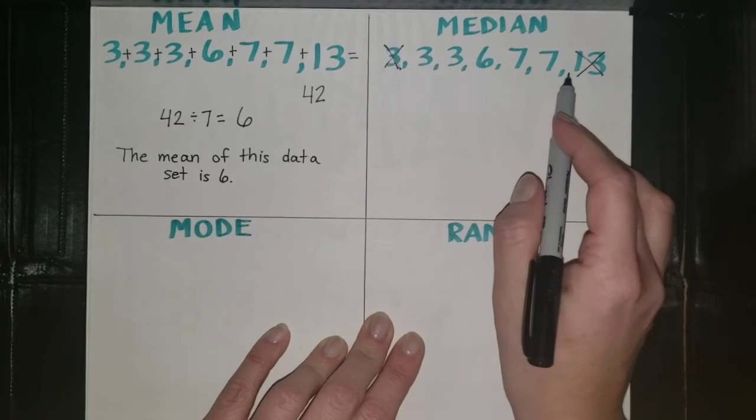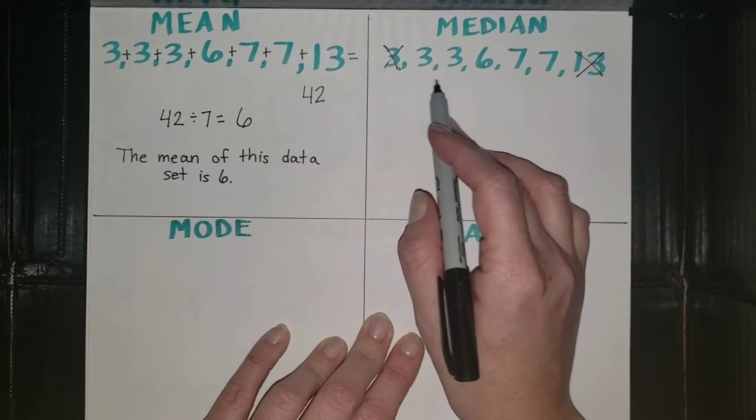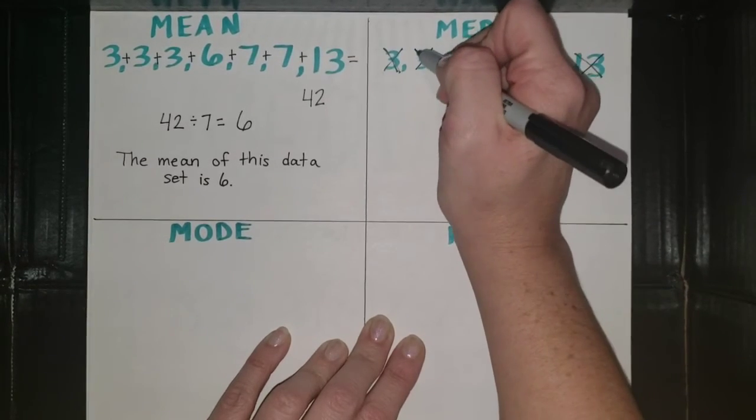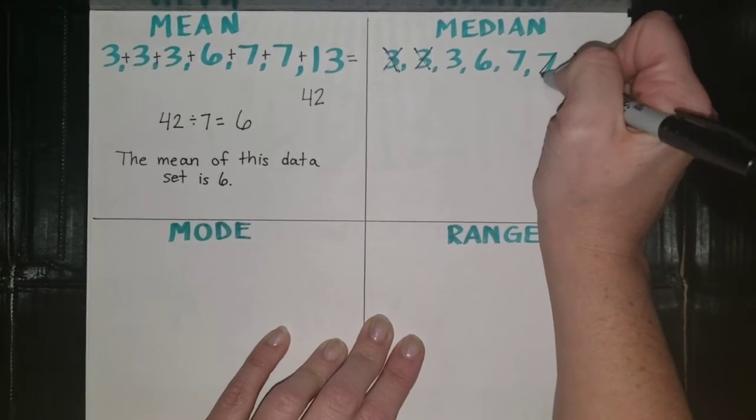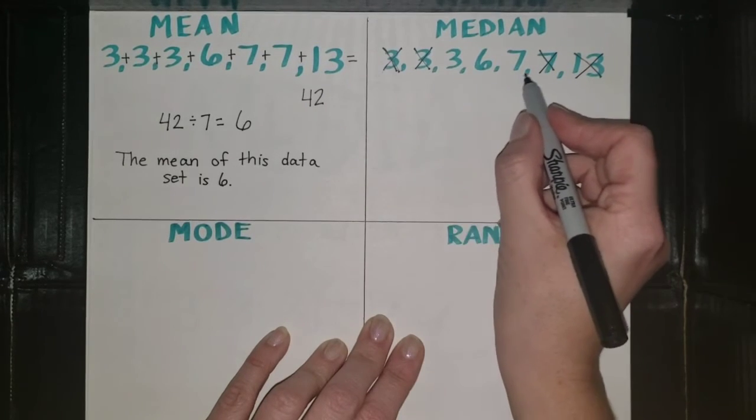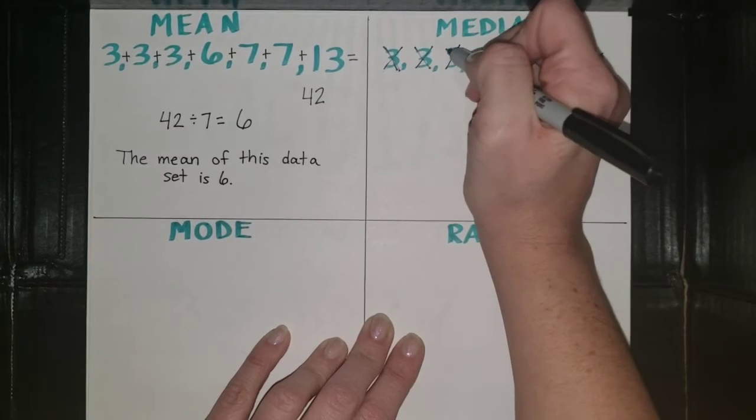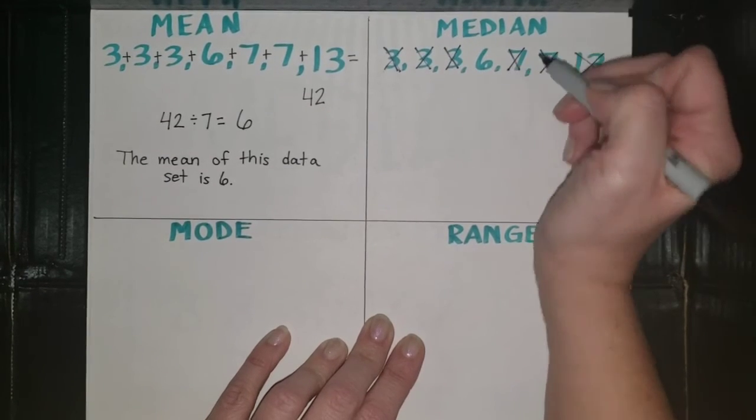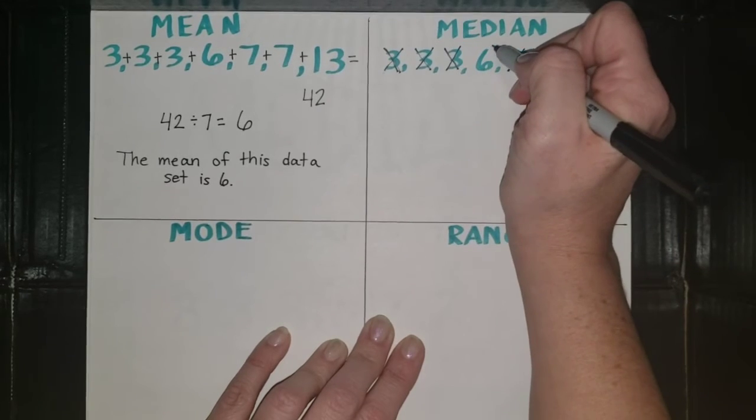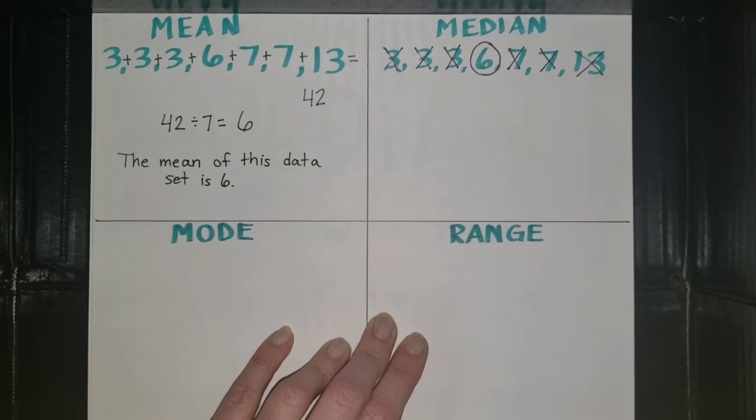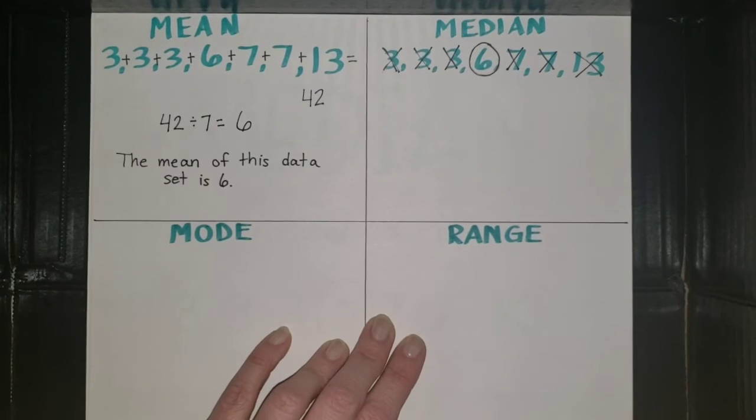I am not left with one number quite yet, so I'm going to repeat this process with the second least and the second greatest number. I'm still not left with one number, so I repeat it one more time. And since there is one number remaining, that number, 6, is our median.